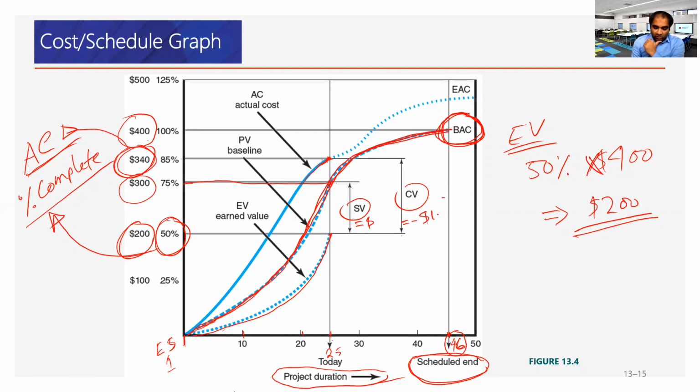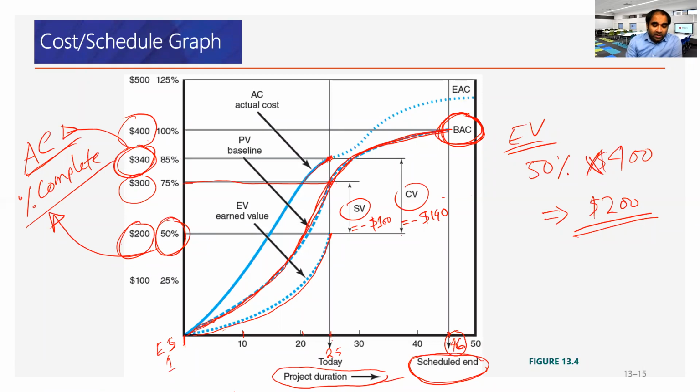Minus 140, minus 100. So both are minus, because the earned value minus the planned value and the earned value minus the actual cost give us the schedule variance and the cost variance. Now we can see both the cost variance and the schedule variance are negative. So we need to redefine the budget at this point.